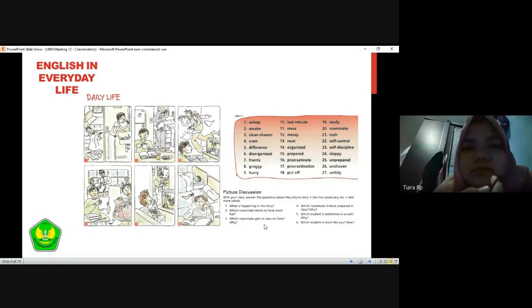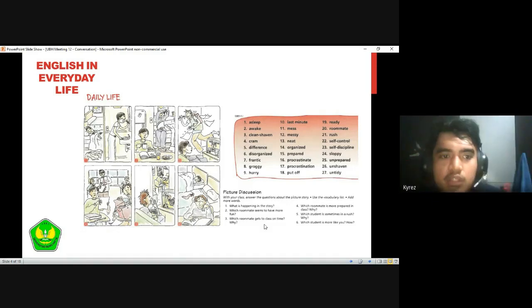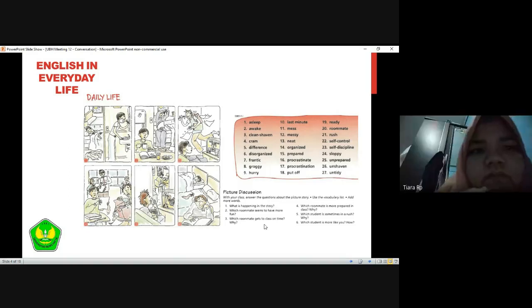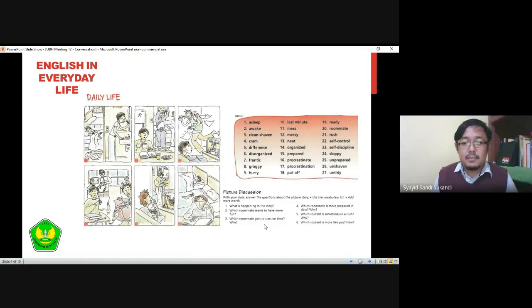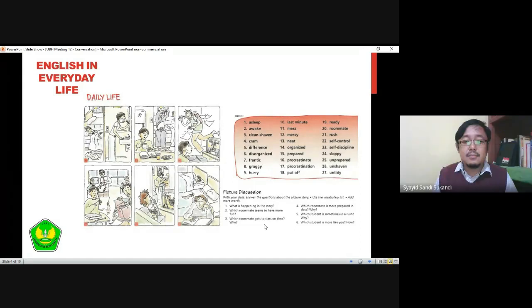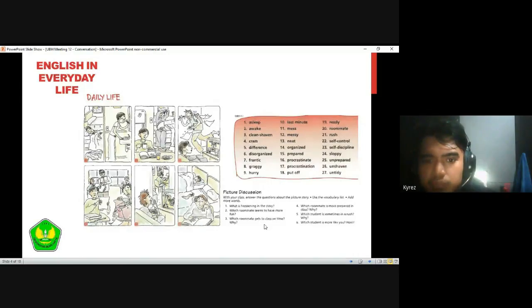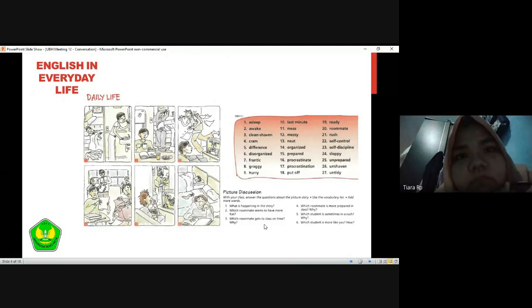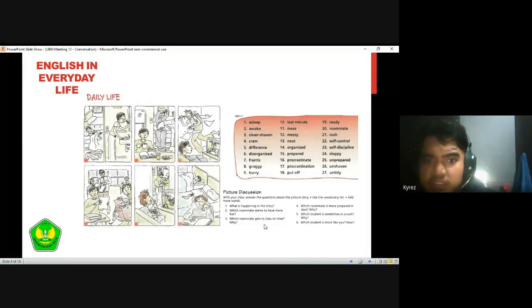Can I answer that? Sure. In the picture, you can see the daily activities between two roommates. It seems like Mr. Yellow seems more disciplined, more prepared, more organized. It's different than Mr. Blue. He is unprepared, frantic, groggy, messy.